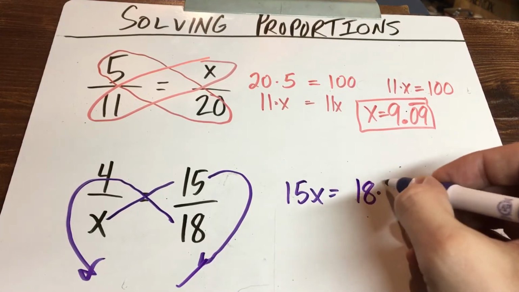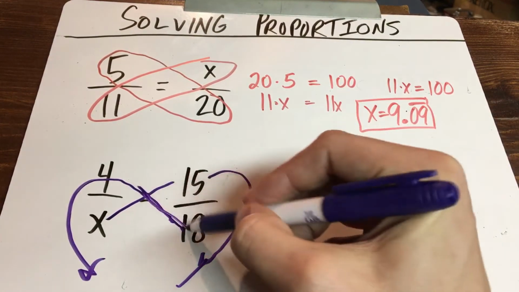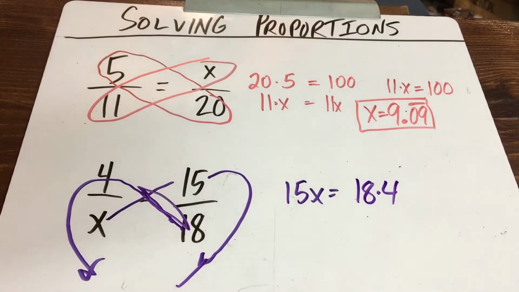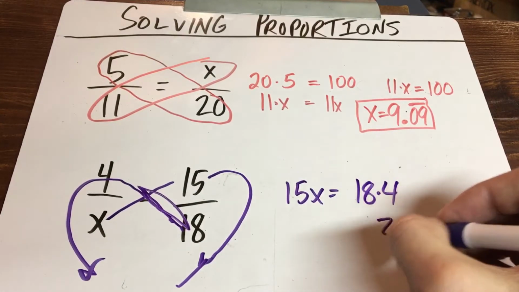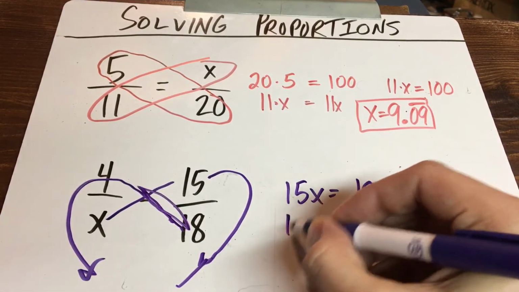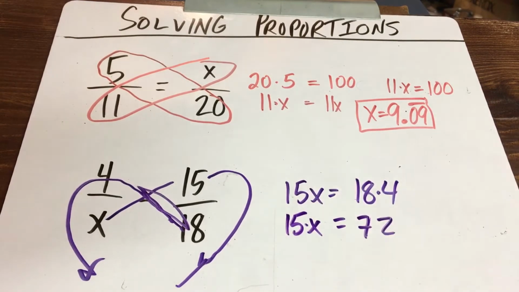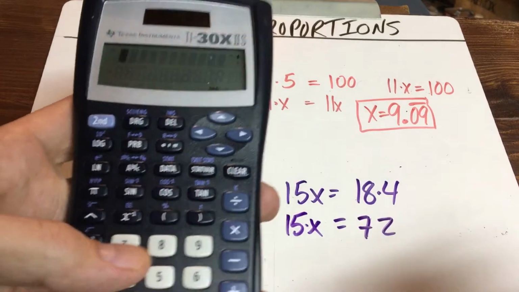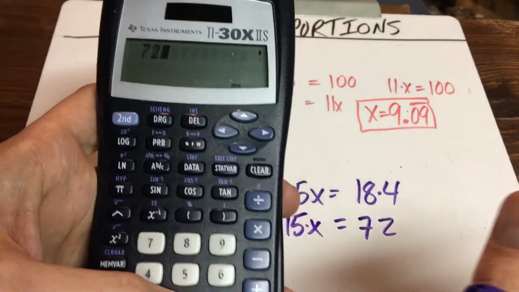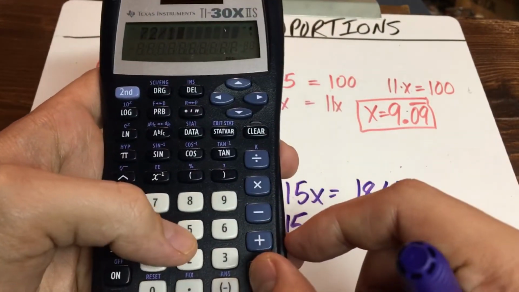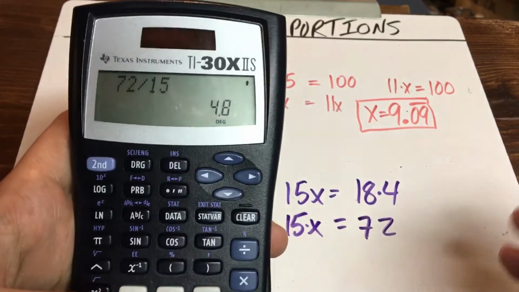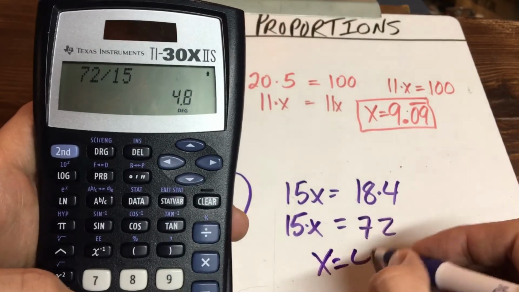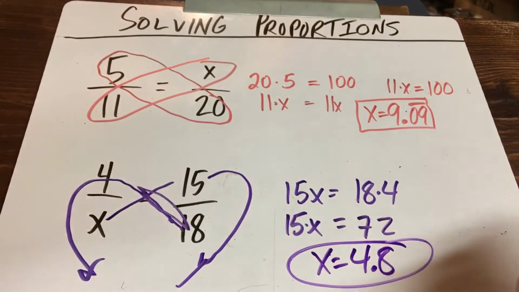You're still going to take the two numbers that are diagonal from each other, the 18 and the 4. You're going to multiply those together. 18 times 4 is 72. And then you'll do 72 divided by the other number, the number you haven't used yet. That is the 15. So if I clear out my calculator, and once again, this is going to be another decimal. 72 divided by 15, you get 4.8. So on my question number 2, my answer would be 4.8.